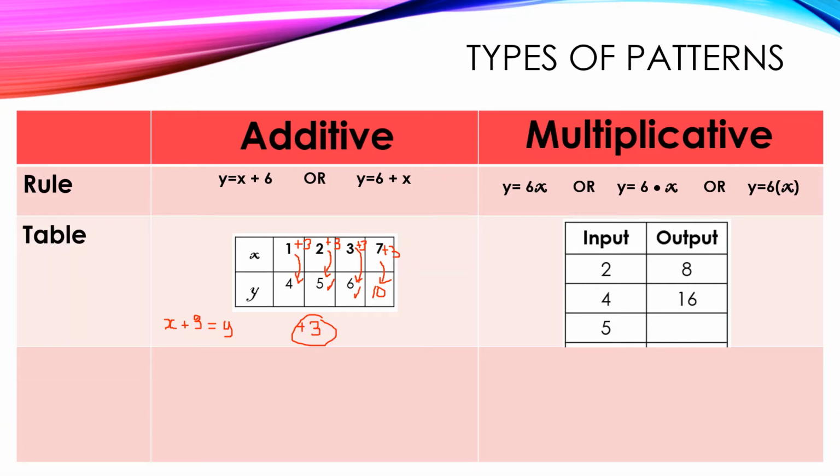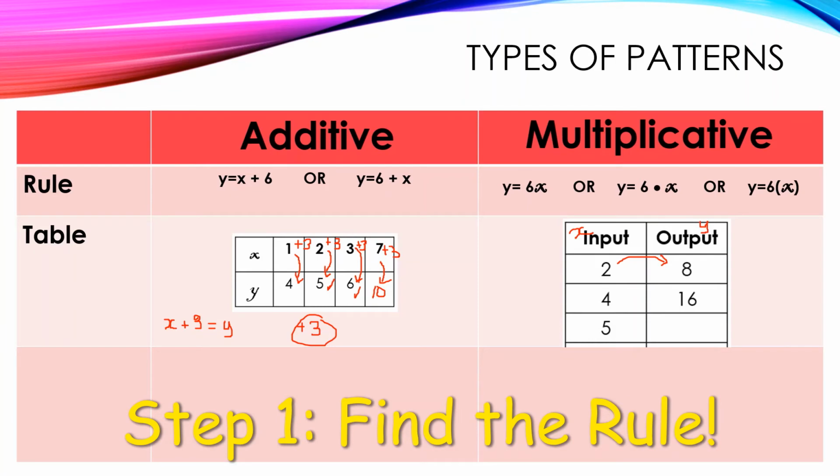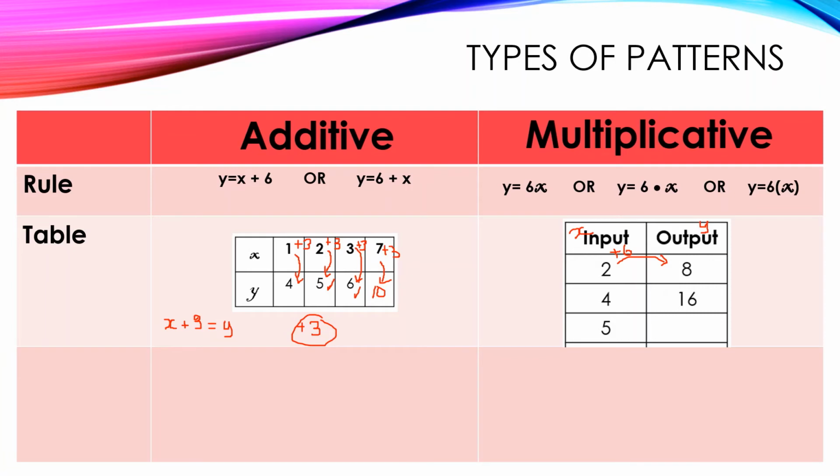Sometimes they don't tell me if this is x or y. When that happens, I'm going to actually put an x in here and I would write y for output. And then what I would do is I would ask myself the exact same question and go through the exact same procedure. 2 plus or times what gives me 8? So 2 plus 6 will give me 8. If my x is now 4, can I use that exact same rule to get me the y value? So in this case, we have 4 plus 6, which actually gives us 10, not 16. Therefore, we know that this rule is actually not the rule for this table. And so we have to try the next thing.